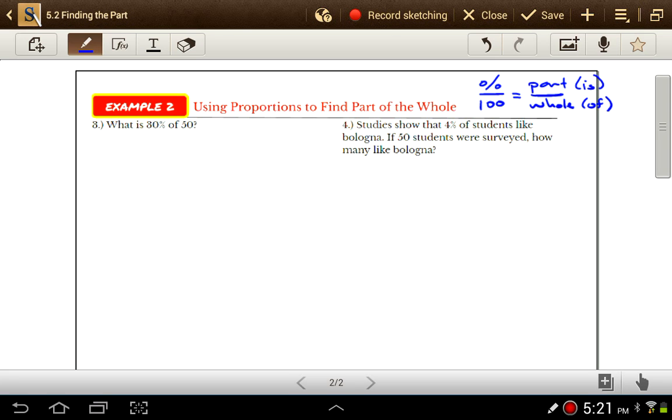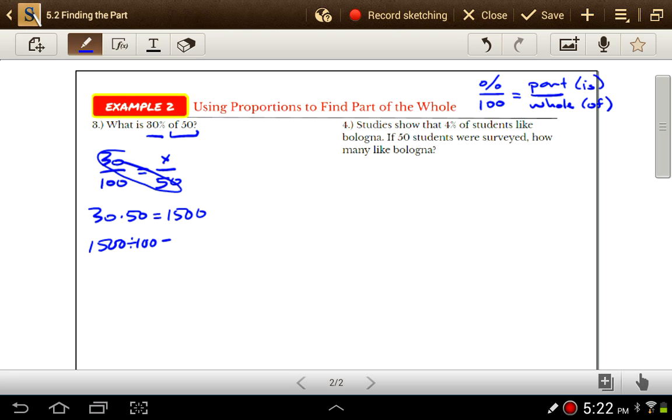So percent over 100, so I'm going to take the percent, 30 over 100. Notice in this example I do not have to convert it. That's what the over the 100 does. So I do 30 over 100 equals x, or I can use any variable I want, over 50. Now I'm going to solve that proportion. Remember, when I solve, I multiply the cross numbers. So 30 times 50 equals 1500. And then I divide it by the number that makes a cross with the variable. 1500 divided by 100 equals 15. So my answer is 15.